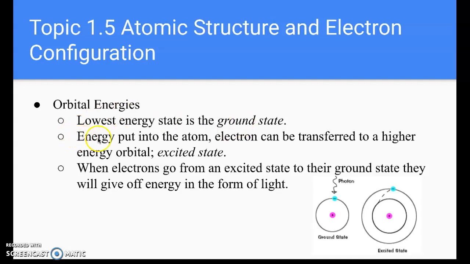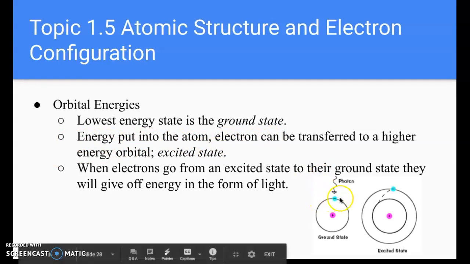If we put energy into an atom, electrons can be transferred to a higher energy orbital. That's called the excited state. So the way you put energy into an atom, you can add electricity, like in a neon light. You can have an explosion, like with fireworks. You can have other solar particles hit them. You can burn them in a Bunsen burner flame, like the flame test. So there's lots of different ways. Any source of energy that you put into an atom, electrons can absorb that. And then when they move up to a higher energy level, that's called the excited state.